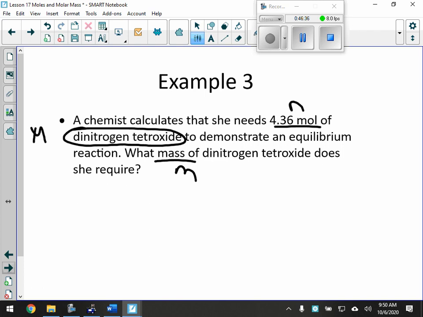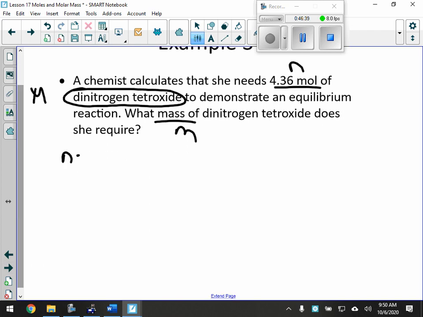So let's take a look here. Again, we're going to start with this. Multiply both sides by big M. That'll get rid of the big M on the bottom, of course. And we're left with this.